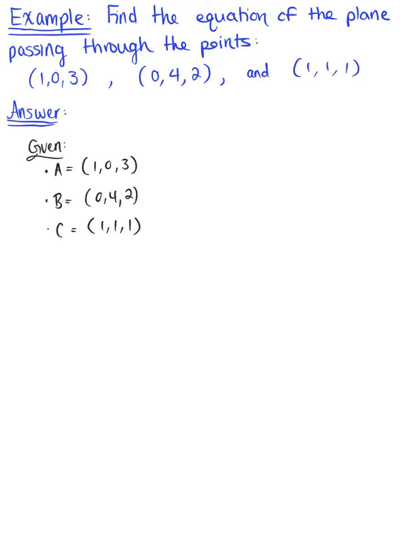Well, what is it that we want? Well, we want the plane. So we want the equation of the plane passing through these 3 ordered triplets. So how are we going to do this?